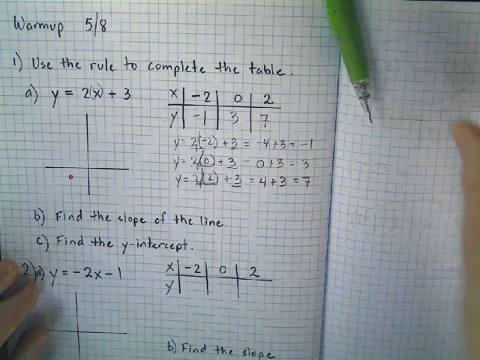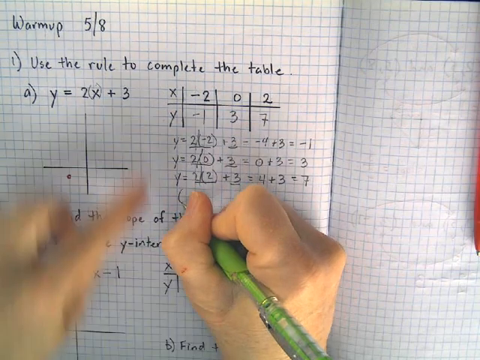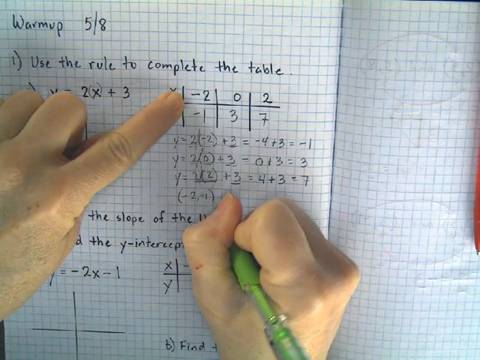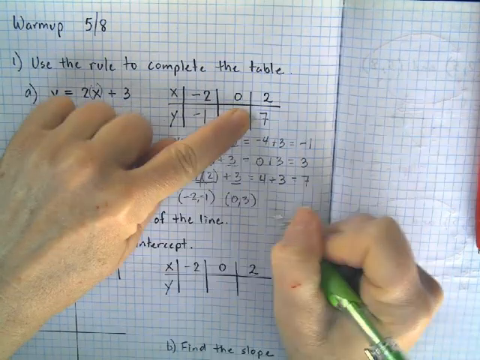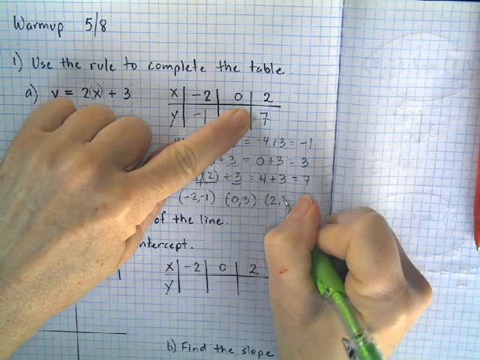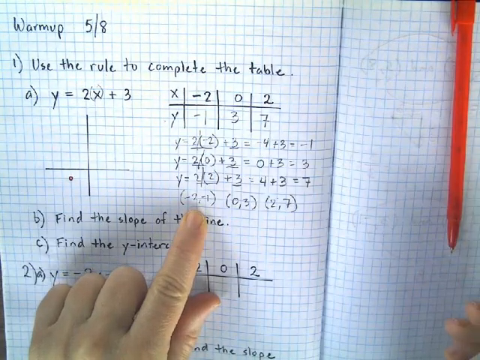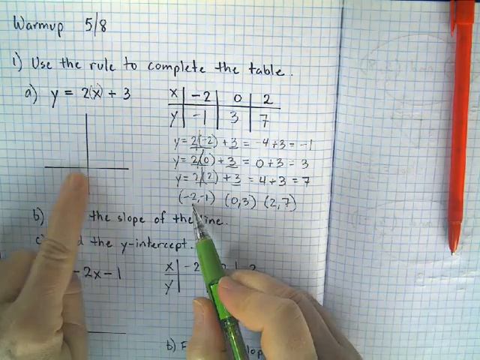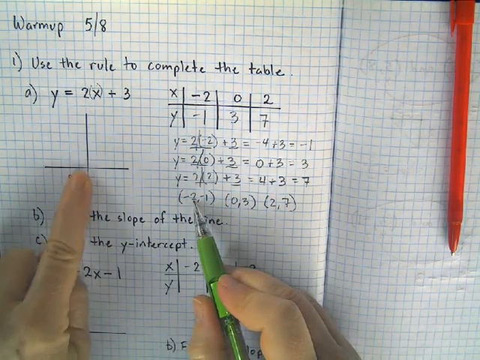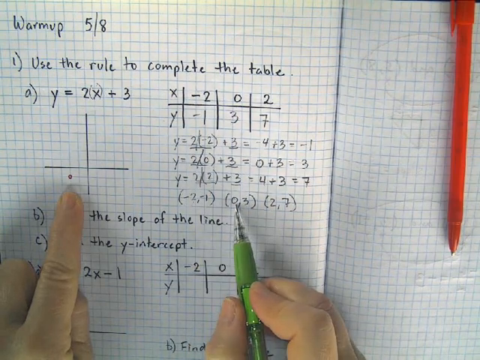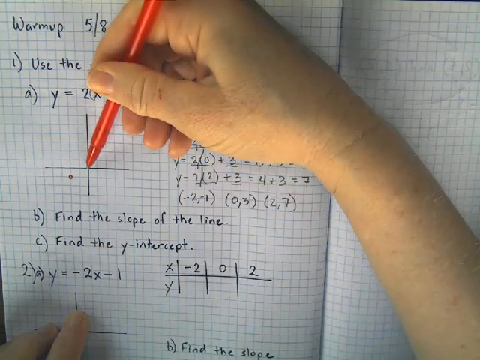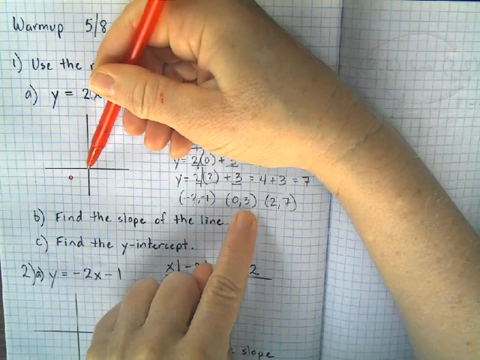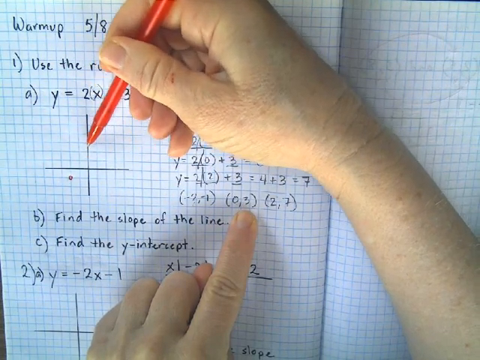Okay, we could also have written out the points like this. -2, -1. The next point would be 0, 3. And the last point is 2, 7. Okay, so now I'm plotting my points. -2, -1: 2 to the left, 1 down. Okay, 0 and 3. 0 means don't go right or left, and then 3, that's up, because it's positive. So that would be right here.